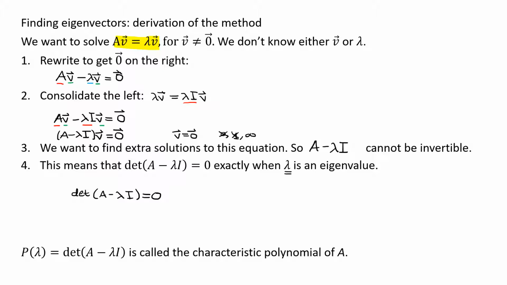It turns out that this determinant is always going to be a polynomial, and we call it the characteristic polynomial of the matrix A. And it has some neat properties. Okay, so our goal now is just to find all lambda so that the determinant of A minus lambda I is equal to 0. These lambda are all eigenvalues. So let's do this with an example. We're going to find the eigenvalues for our example, and then we'll go back and find the eigenvectors.